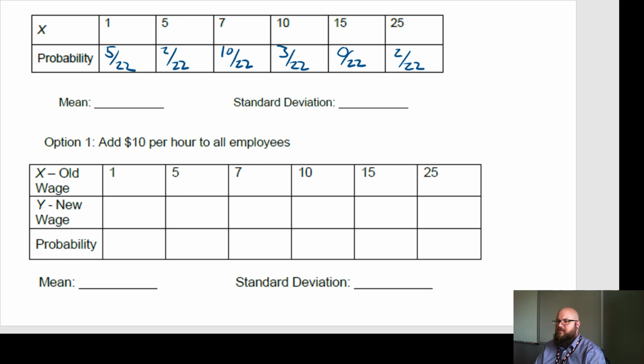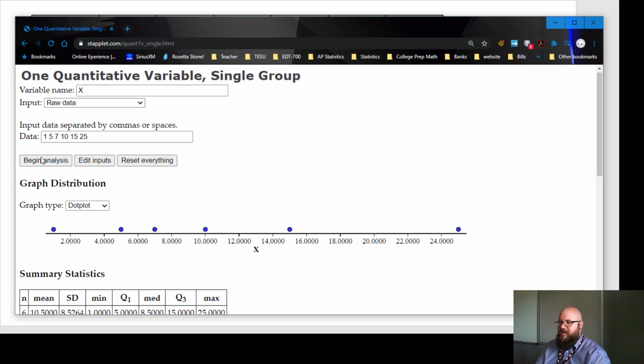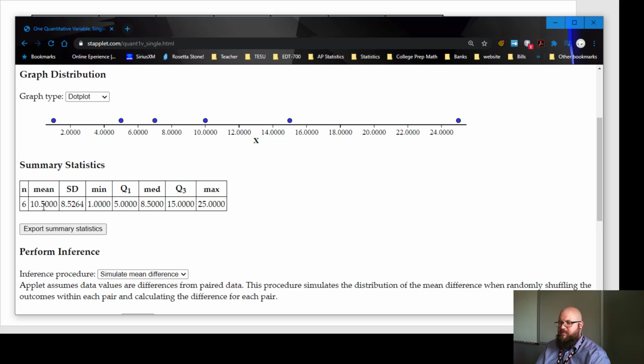We had the total values of $1, $5, $7, and so forth, all the way to $25. And these are the probabilities we had from our example from yesterday as well. So then what was our mean for this? If you don't have the TI Inspire, don't worry about that. Let's just use good old Statplet, okay? We'll name these X, and the data values we had were 1, 5, 7, 10, 15, and 25.